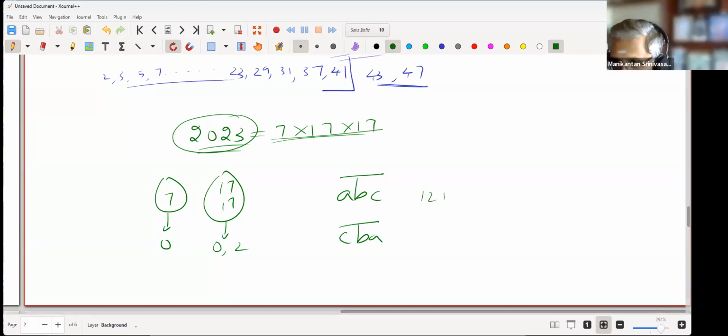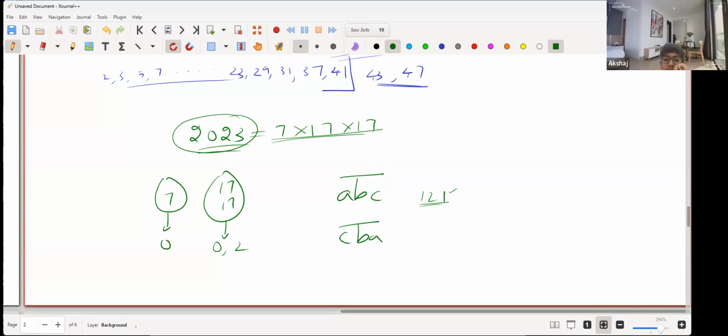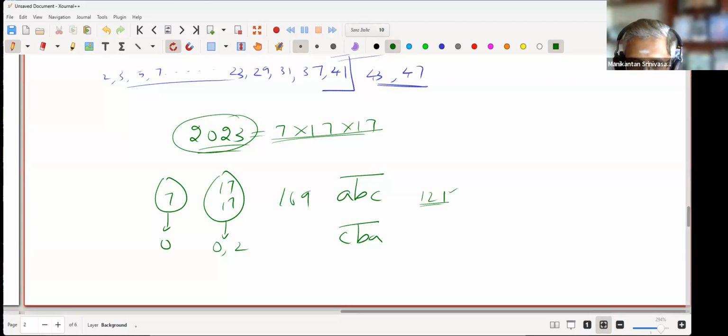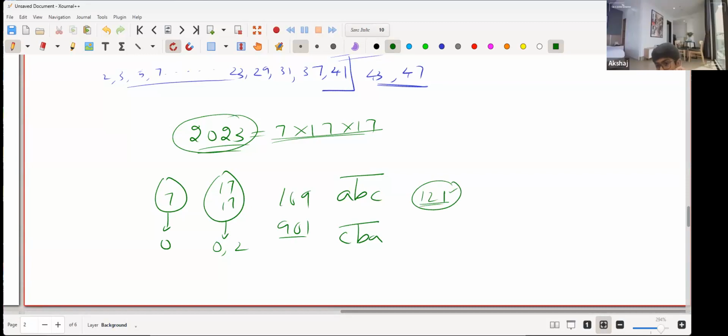First of all, can we exhaust the case where A and C are the same? In which case the number will be the same as its reverse, like 121. Anything else where A and C will match? Akshaj? 169. Correct, 169, where they don't match, and 961. But like 121, anything else where the first and last digit are the same? No, sir. There definitely is. Can you think? Yaniv, you have something?